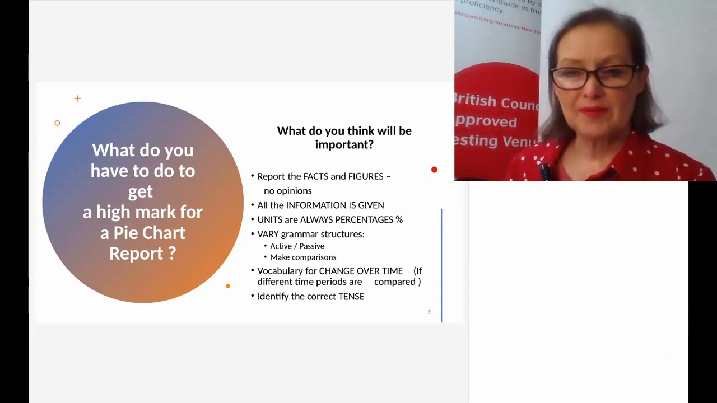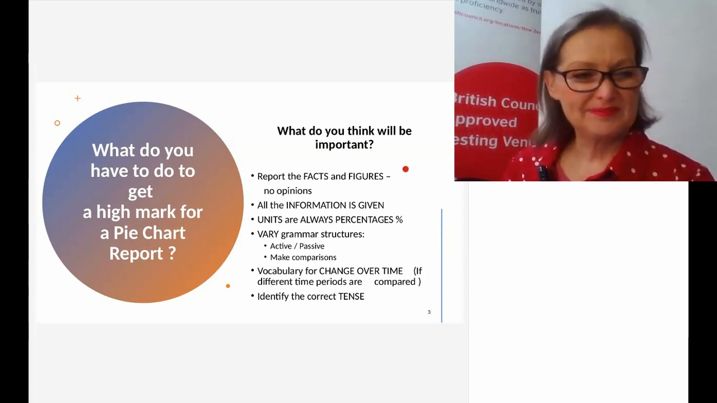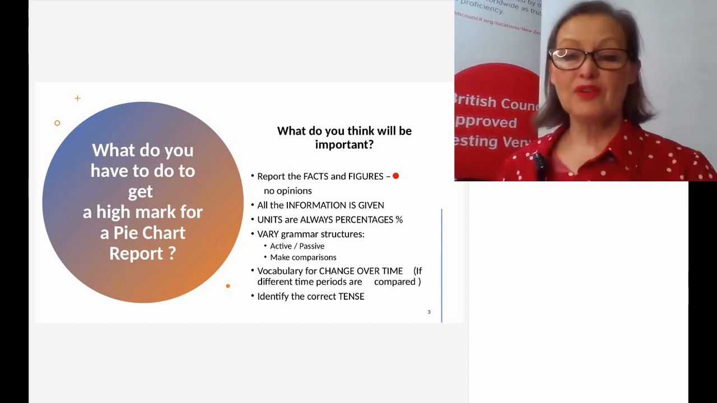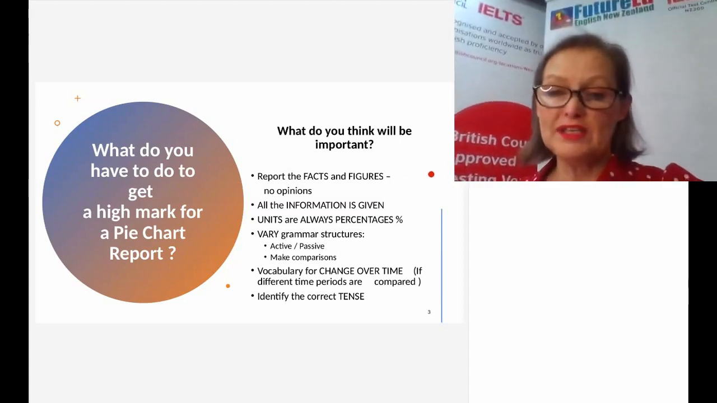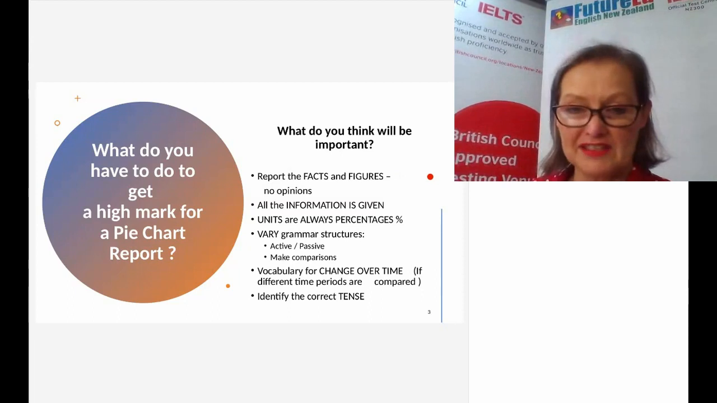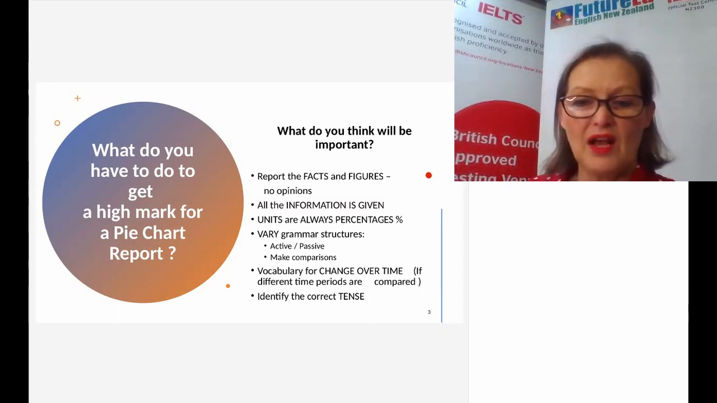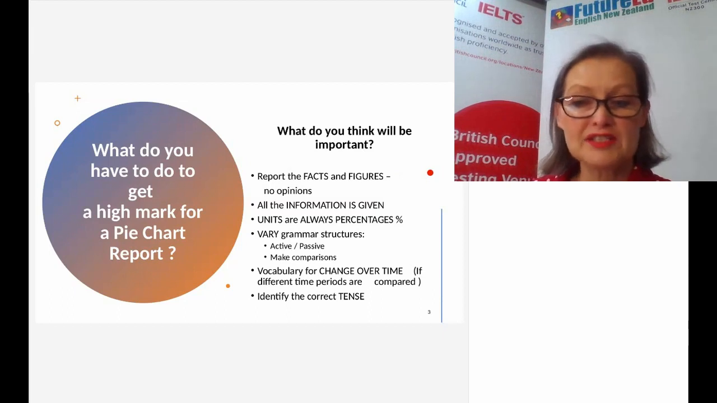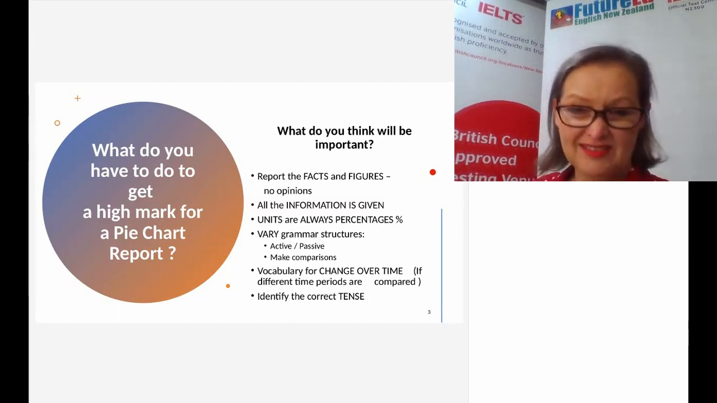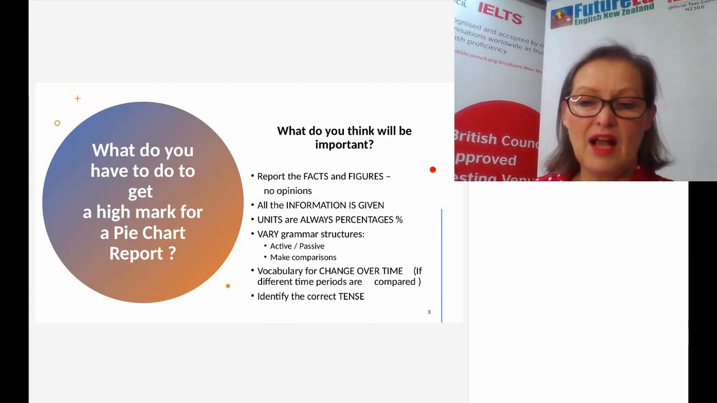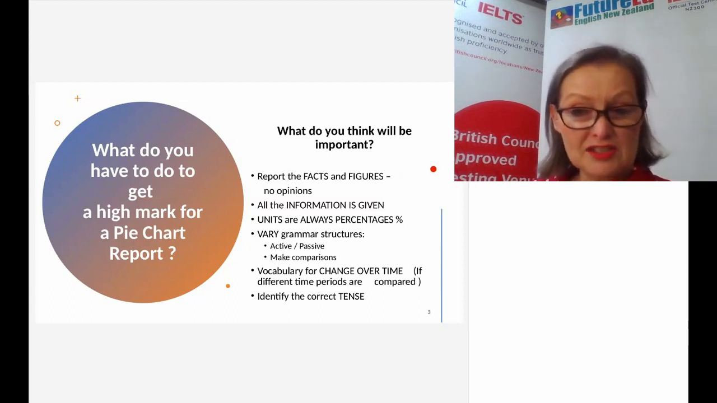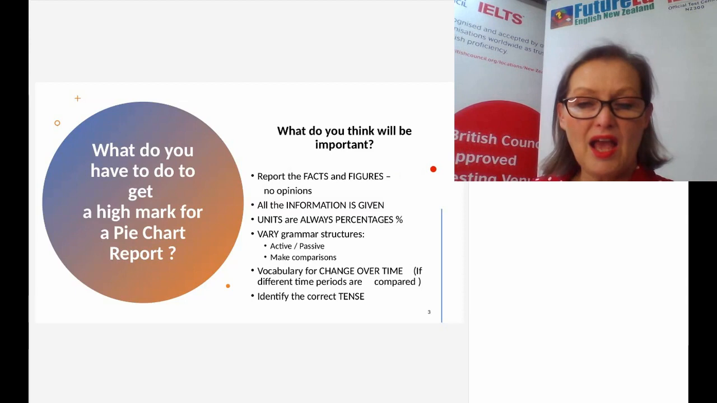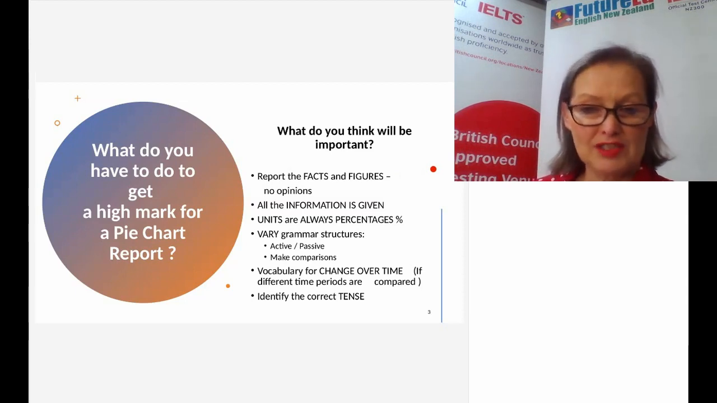So what do you think will be important? Well, first of all, once again, we need to report the facts and the figures. No opinions are necessary for our task one, so we don't have to think of ideas. All the information is given to us in the pie chart. Our units are always percentages, and we need to vary our grammar structure.